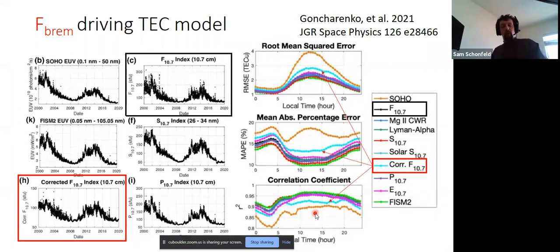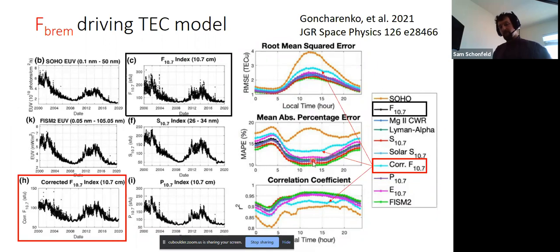So why might it be performing worse? It's not hugely worse than the other measures. I should say this gold line here was SOHO. These data were not corrected for the degradation in the SOHO channel, and so I'm pretty sure that's what caused the models to agree worse.